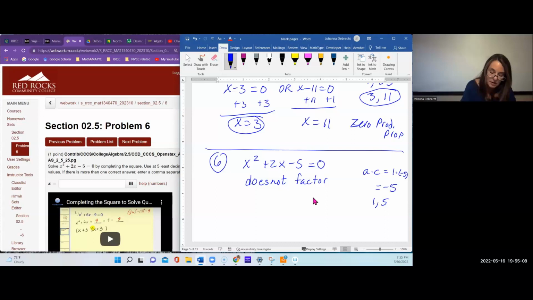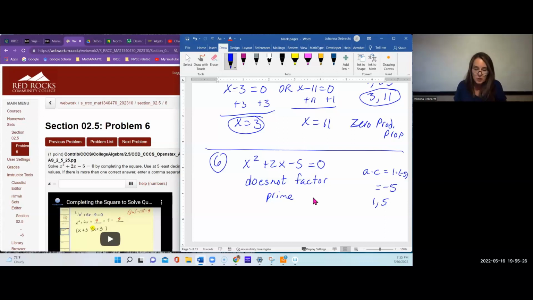We call such a polynomial a prime polynomial, meaning that it doesn't factor. That doesn't mean it doesn't have solutions. It just means that they're not integer values or rational numbers. It doesn't mean that it doesn't have a solution. So how can we find it?